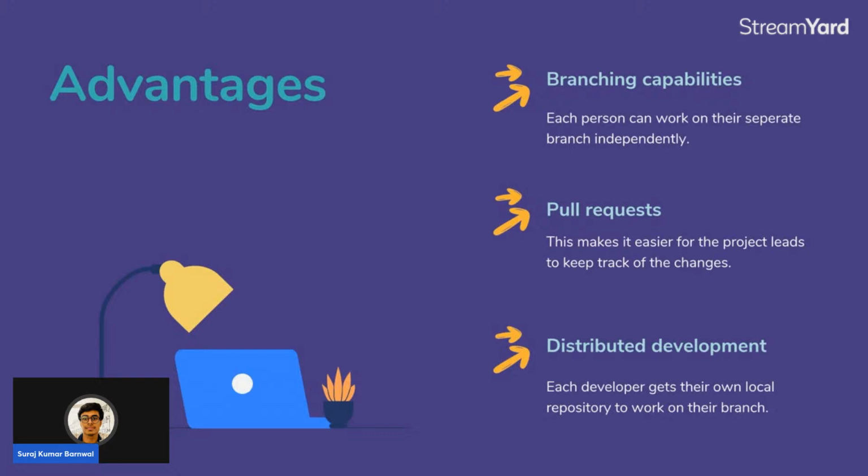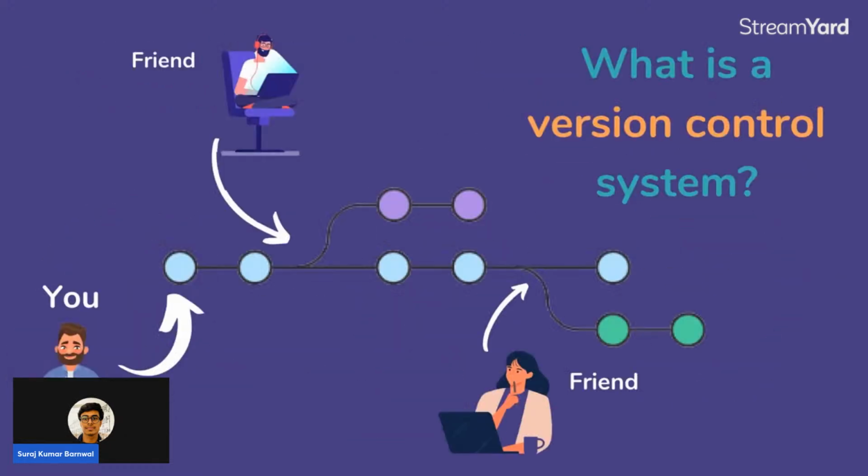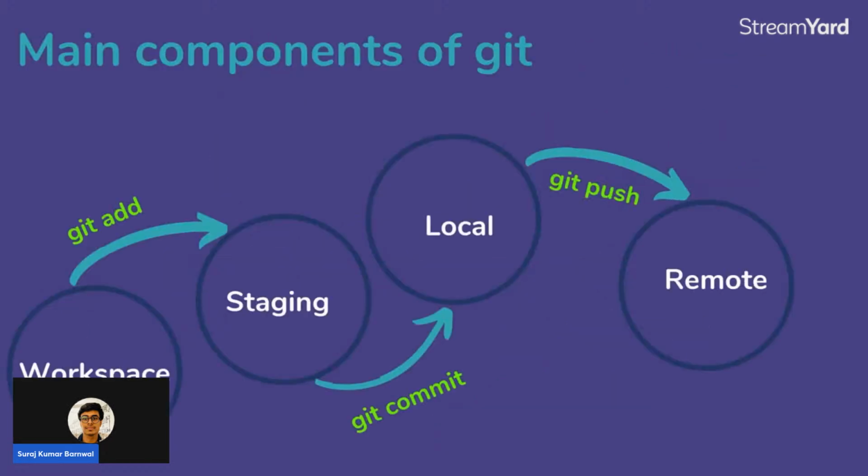It means that each person can work on their separate branch independently. Or you can say that if you are working on a branch, let's say your friend is working on the violet branch, no one else can interfere with his work until and unless he allows it or finds it obvious, which we will discuss right now. Why will he allow it?